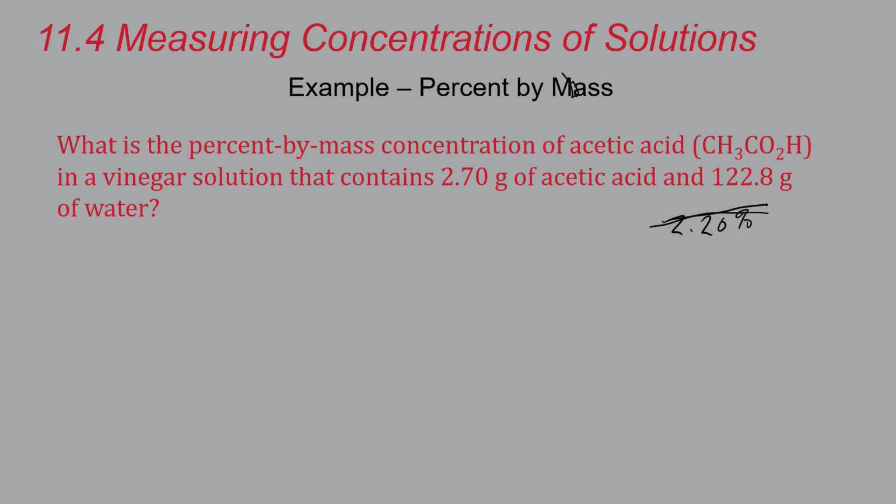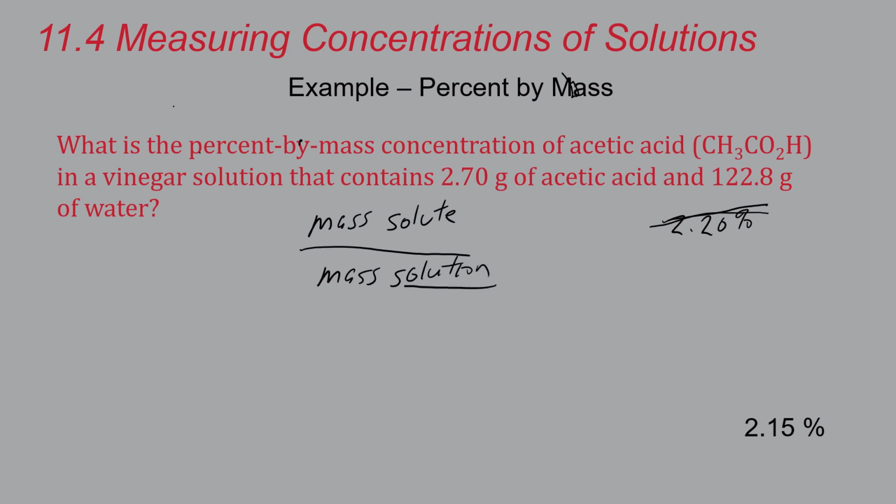The percent by mass is defined as the mass of the solute divided by the mass of the solution. And that is usually the thing that trips people up here. The mass of the solution is simply the mass of the solvent and the solutes.